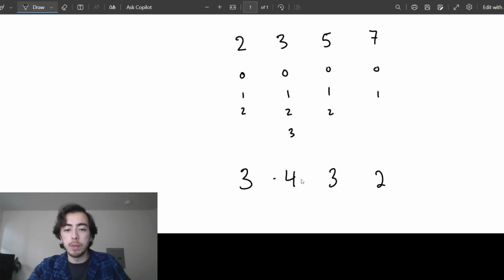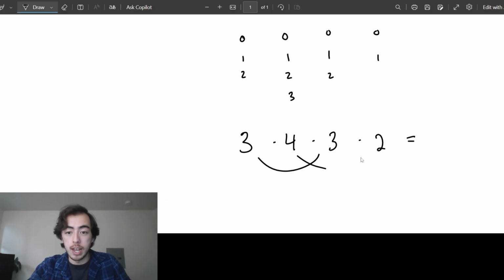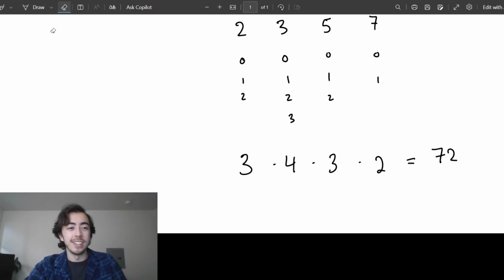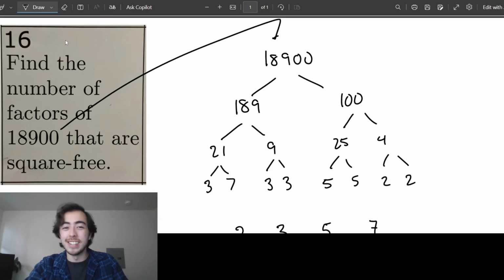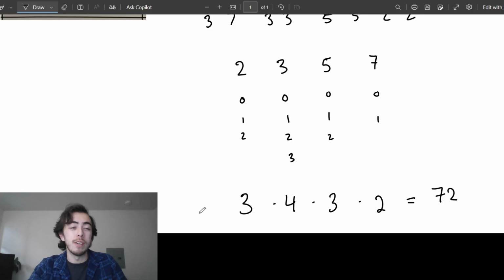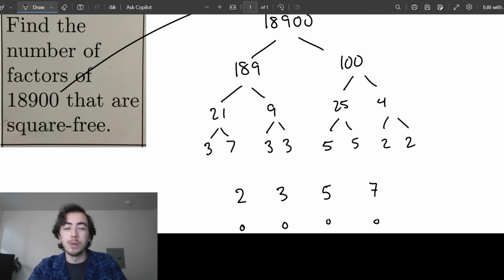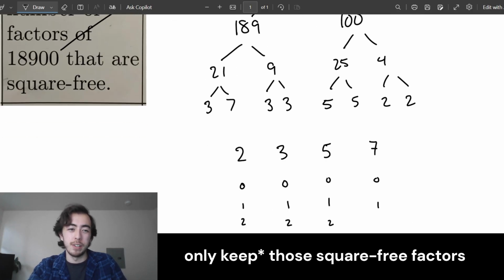If we multiply all these together, this would show us the total number of factors that 18,900 has. Just to see what that number is, it looks like it's 9 times 8, which is 72. Fortunately, our answer is indeed less than 72, because how could we have more than that? So now we need to figure out how we can remove the factors that aren't square-free.